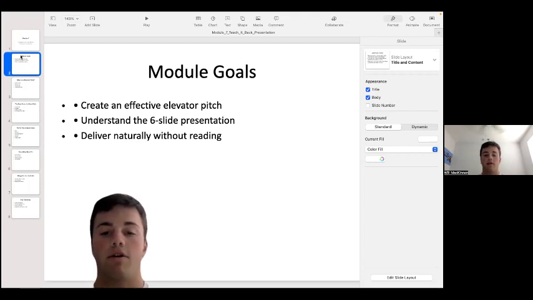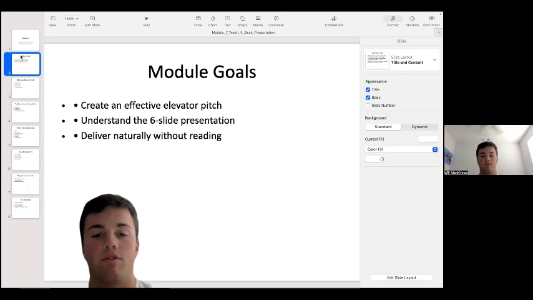The first is learning how to create an elevator pitch. That basically is a quick introduction that explains who you are and the value you bring. The second goal is learning the six slide framework for sales presentations. Instead of throwing together random slides, the professor gives us a structure that's easy to follow and makes presentations flow naturally. The third goal is learning how to actually deliver those presentations.